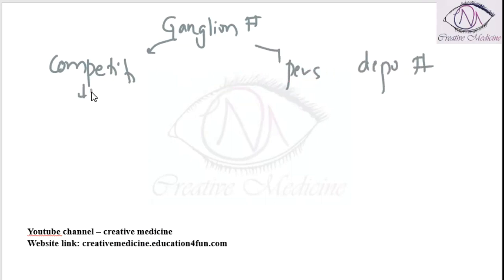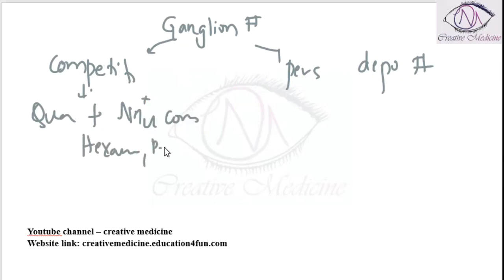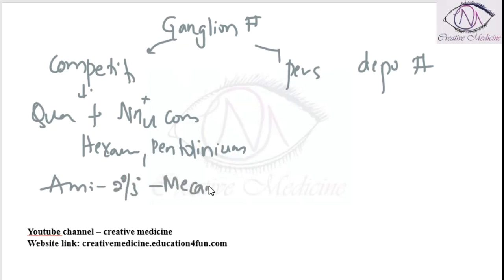Competitive ganglion blockers are actually quaternary ammonium compounds, which include hexamethonium and pentolinium, whereas amines include secondary or tertiary amines. These amines include mecamylamine and pempidine.